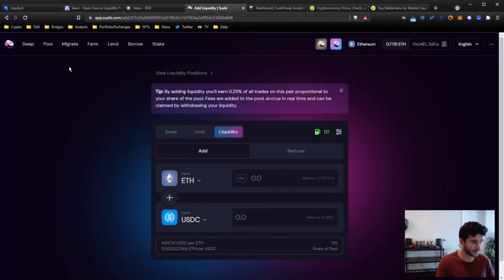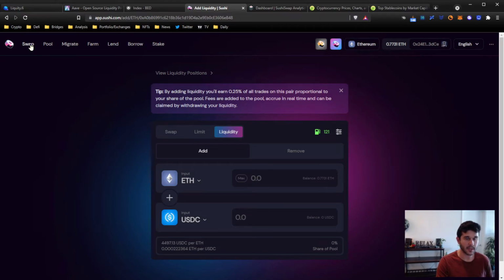So the last one we're going to be looking at is Sushi. This one is something that's unique to crypto. It is a decentralized exchange, or a DEX. So just like Coinbase or Binance, where you can swap assets. Those ones are centralized.